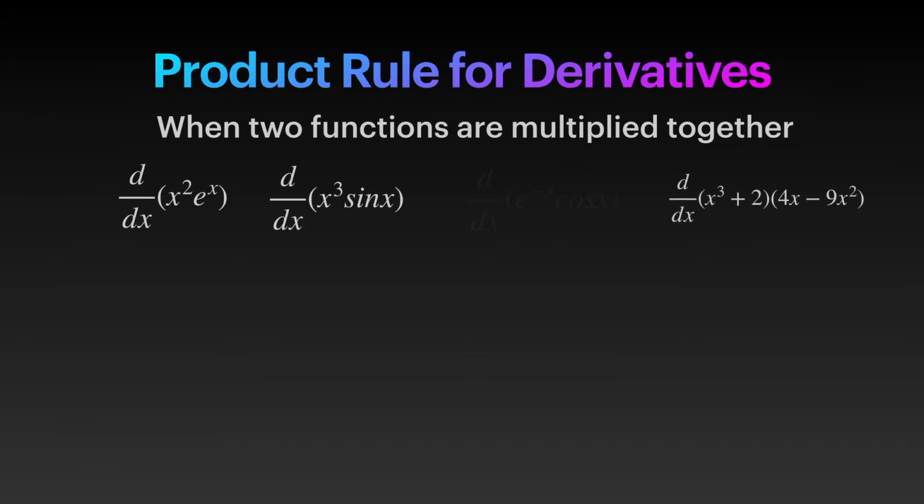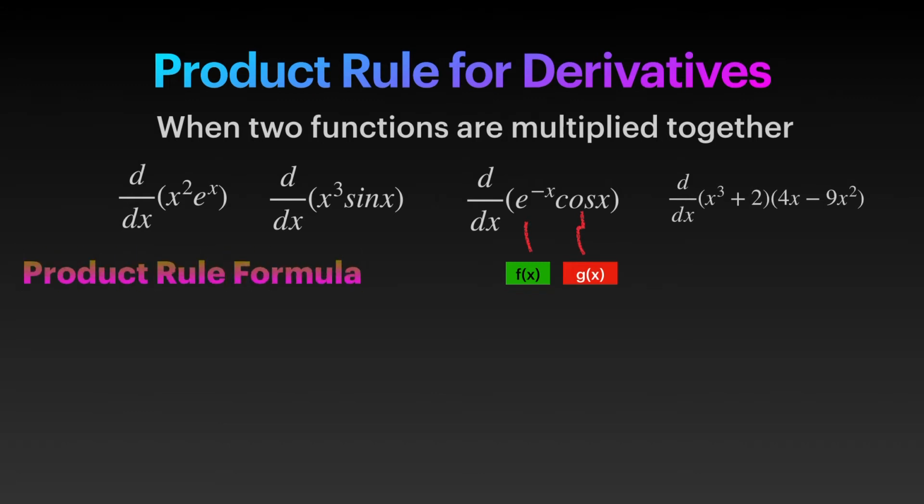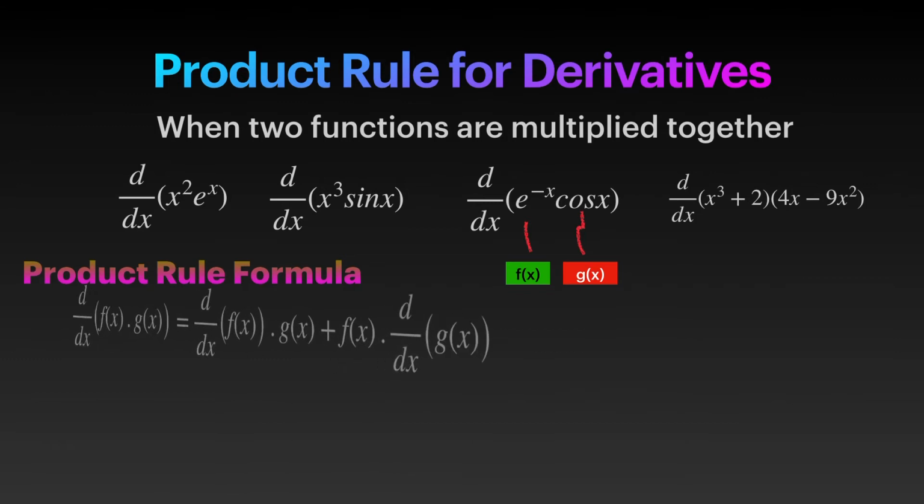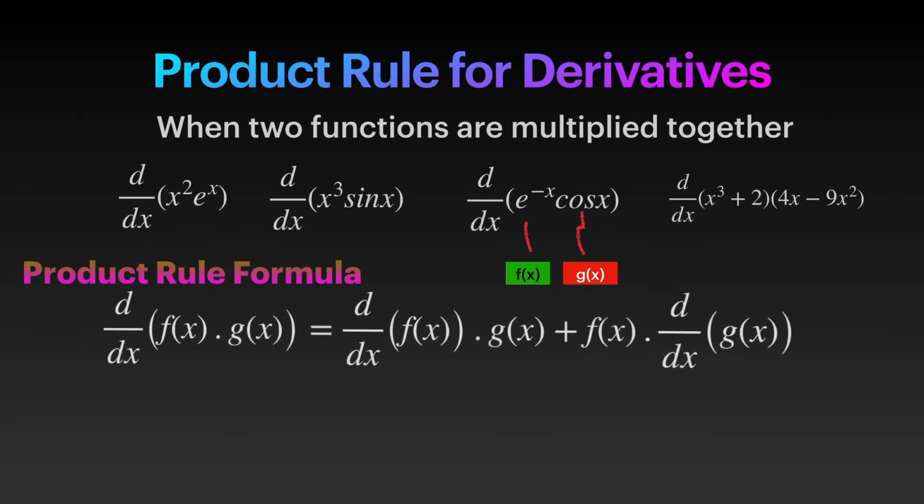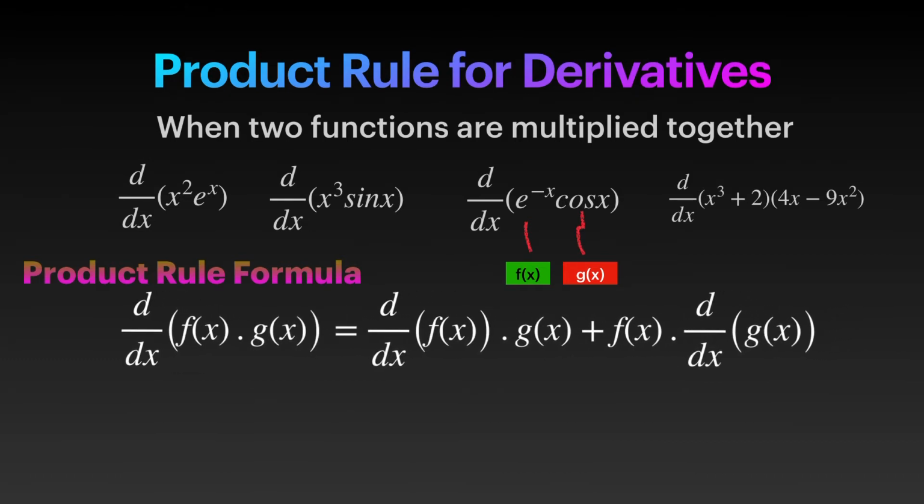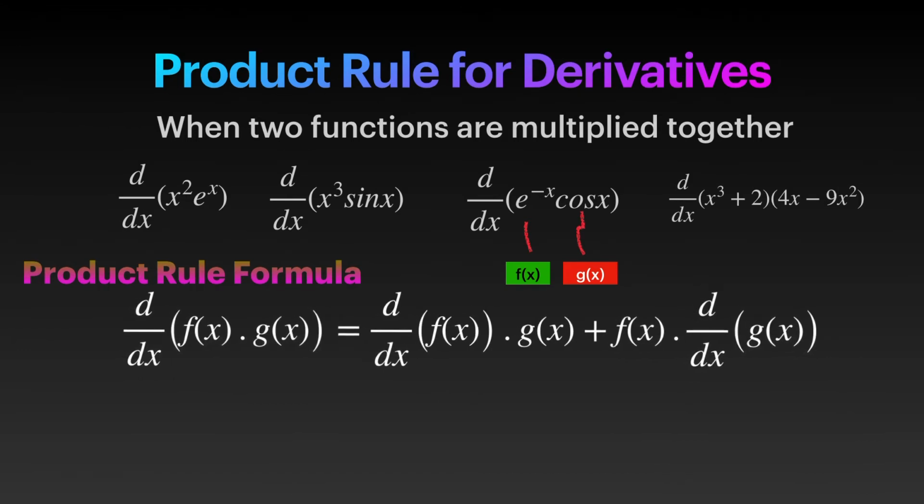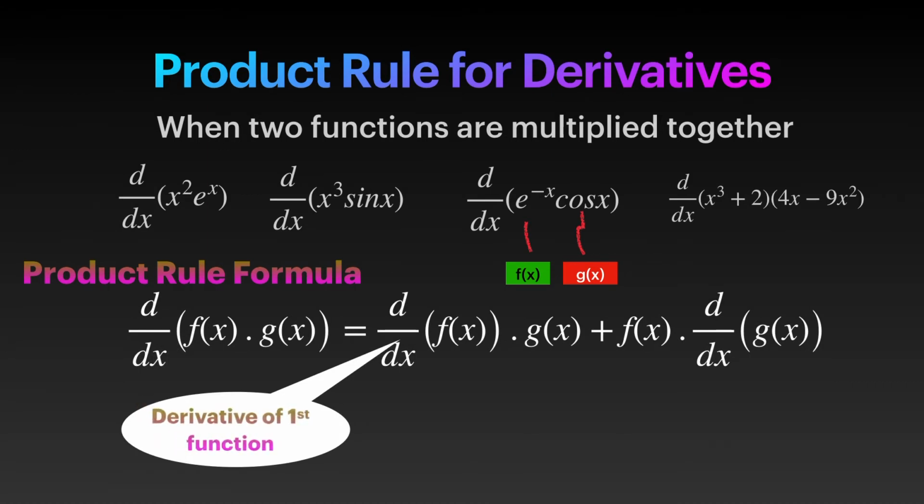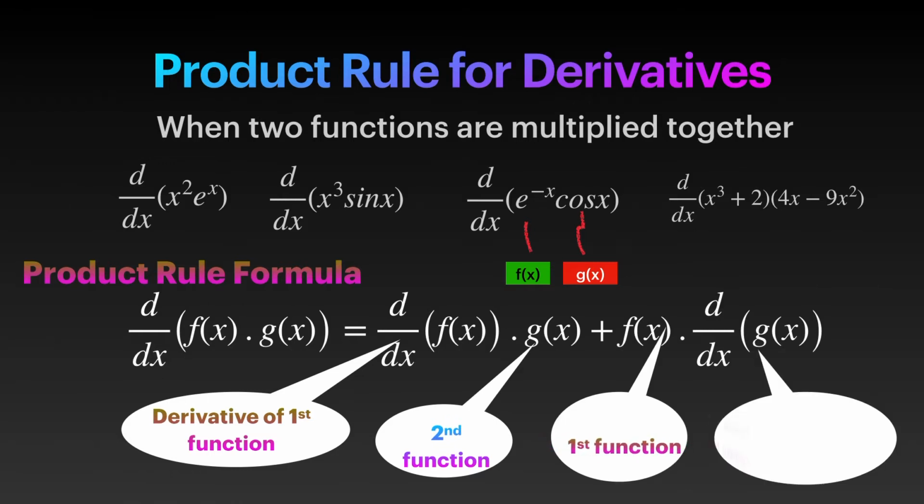Let us take a look at this expression. In this expression, if we take one function as f of x and the second function as g of x, the product rule for derivatives goes like this. Here we have two functions, one is known as f and the second one is known as g. Now the derivative of f of x into g of x by the product rule is equal to the derivative of the first function into the second function plus the first function into the derivative of the second function.